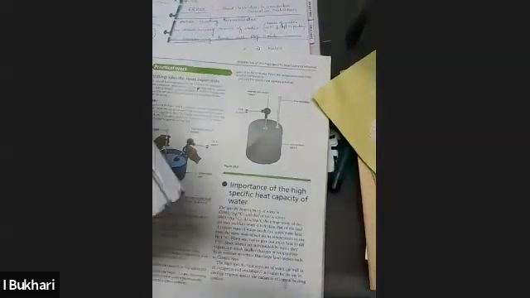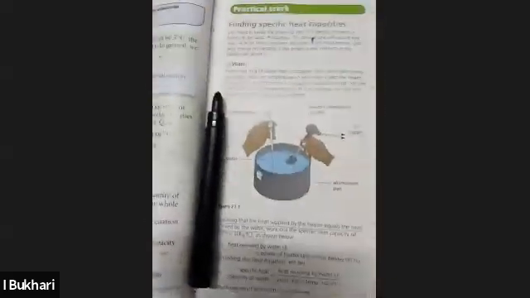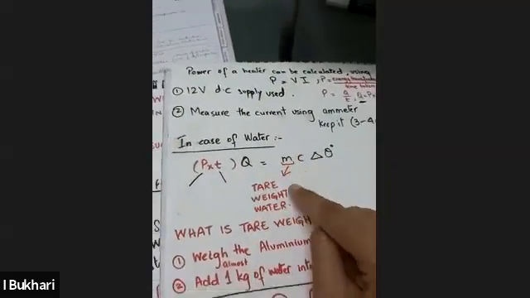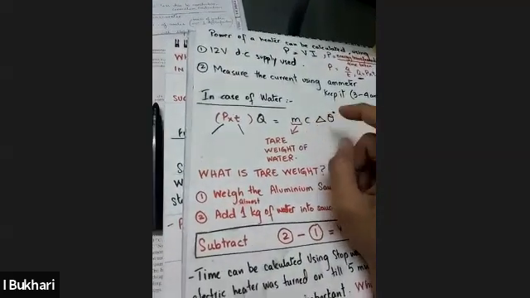These are all little practical details which are required for you to understand. Okay, now after you have done all of this, keep this picture in mind. With the help of this power and time, you will get the heat gained. You have the mass of water, you have the temperature change. You plug in the values, and then you can calculate the specific heat capacity of water.